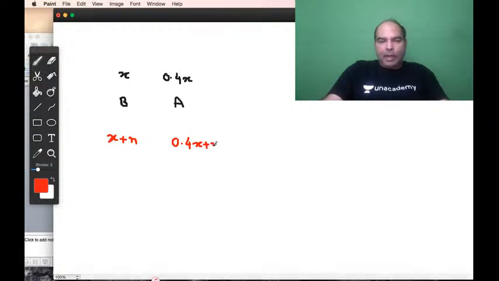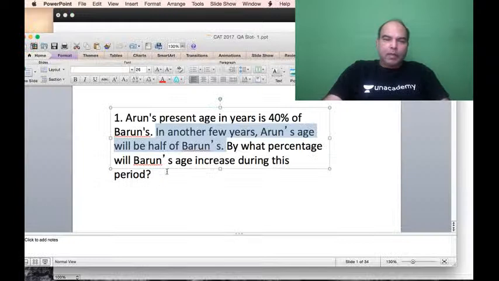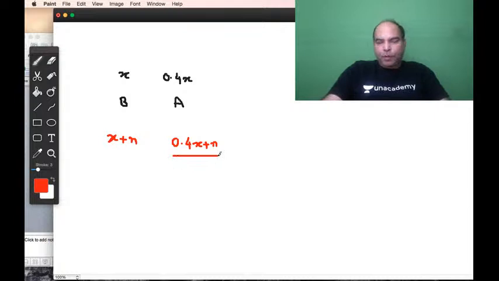And what they are telling us about this is that in another few years Arun's age will be half of Barun's age. So Arun's age, which is 0.4x plus n, is going to be half of x plus n. So when you use this, you get this situation: 0.4x plus n upon x plus n is equal to half, or 0.5, or you can write it as 1 by 2.